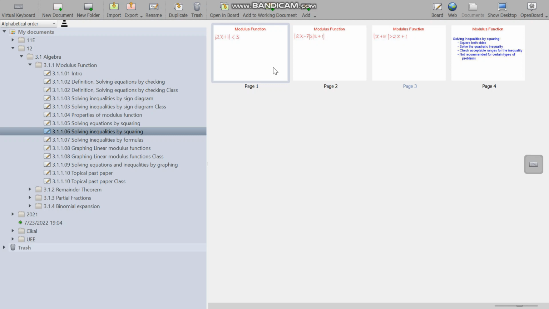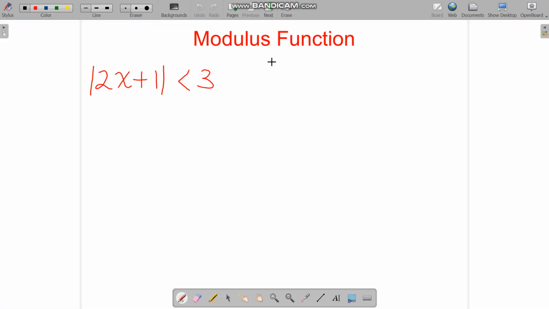Hello everyone, this video is about solving modulus inequalities by squaring. Let's see this first example. First of all, we square both sides. So we get 4x squared plus 4x plus 1 is smaller than 9.